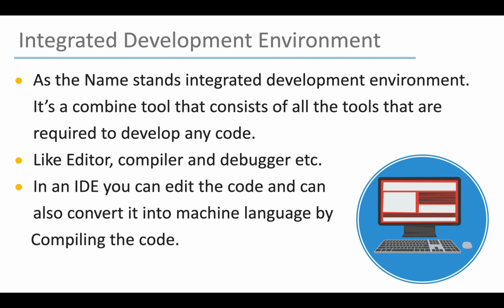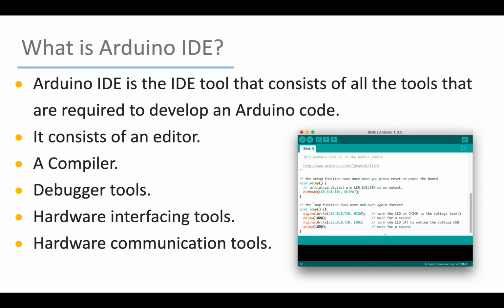In an IDE, you can edit the code and you can also convert it into machine language by compiling the code, and there are a lot of other things that you can do there. Now after the IDE, we have the Arduino IDE. This is the tool that we are going to use in this course, and it's the official tool developed by Arduino. It consists of all the tools that are required to develop Arduino code. It consists of an editor.